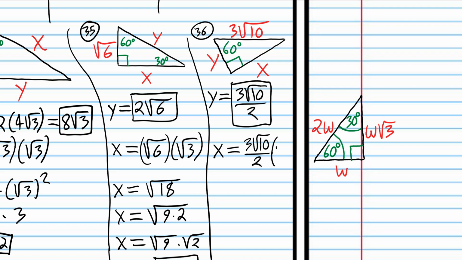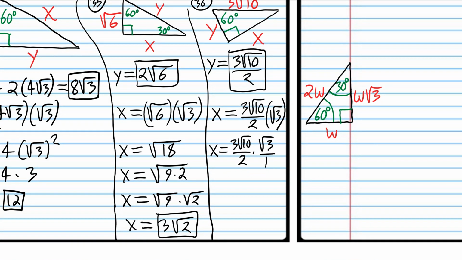It has to be multiplied by root 3. So this is w, and we're multiplying w by root 3 to find the side opposite 60 degrees. So now we're just multiplying a fraction by a whole number. Remember, when you do that, you can just write root 3, which is considered to be the whole number, as over 1. Then you multiply the numerator straight across and the denominator straight across.